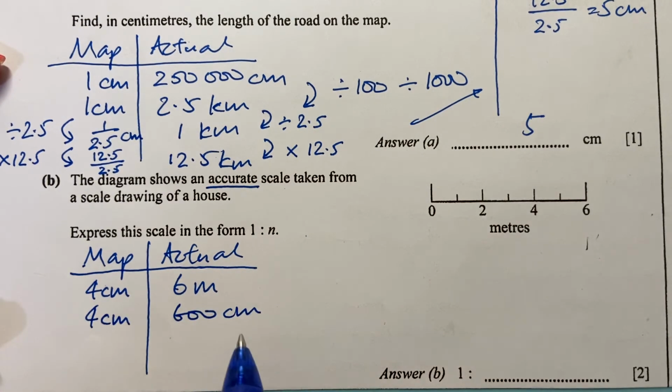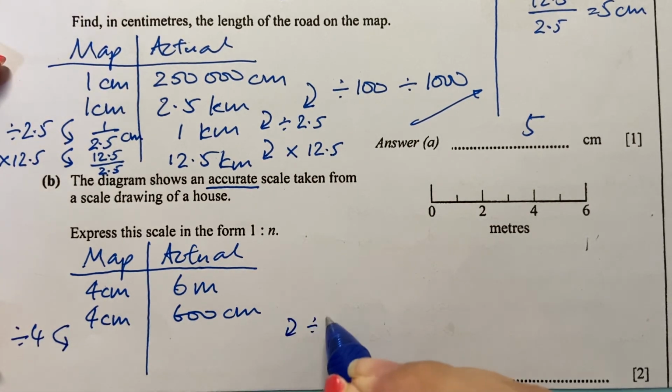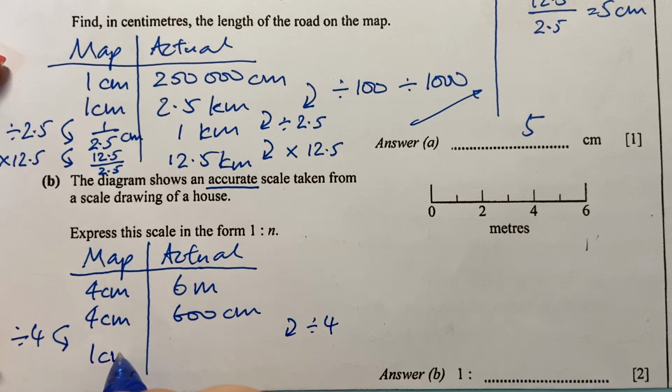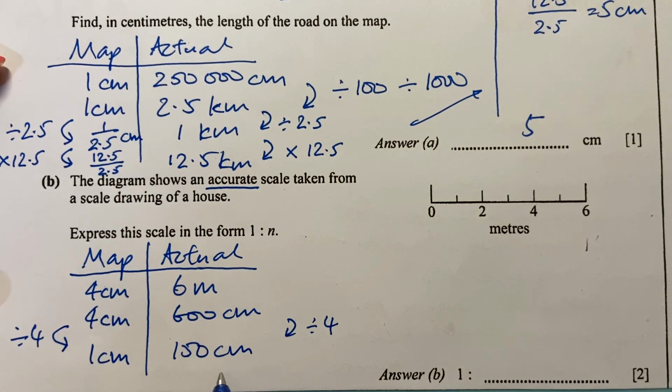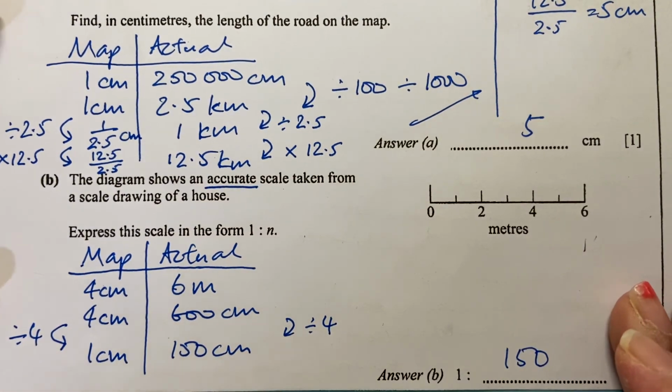Now that I have achieved both in cm, this is still not the scale because this number here must be 1. So I'm going to divide both sides by 4. This will become 1 cm. If you divide 600 by 4, you get 150 cm. Now I'm ready to drop my cm and write down as 1:150. Okay, so that's your scale.